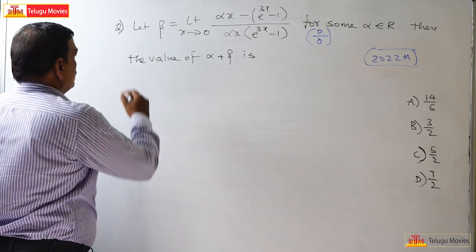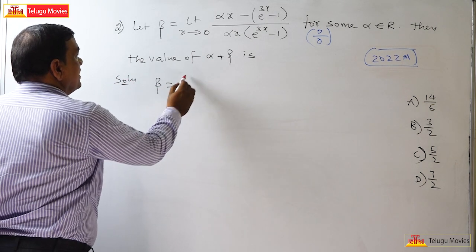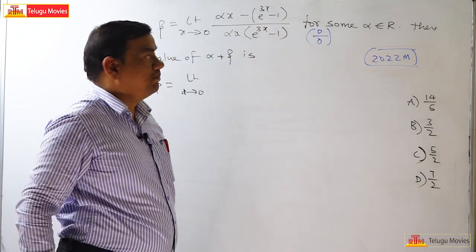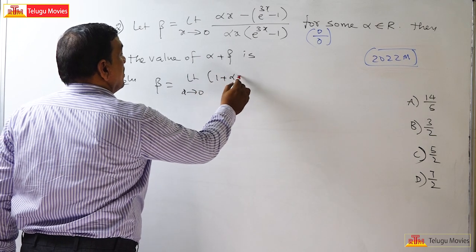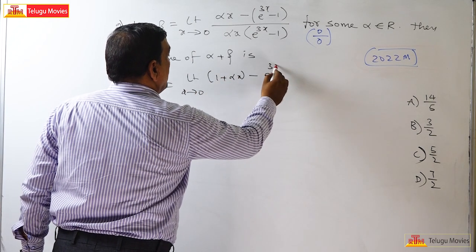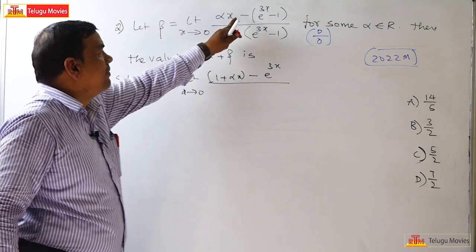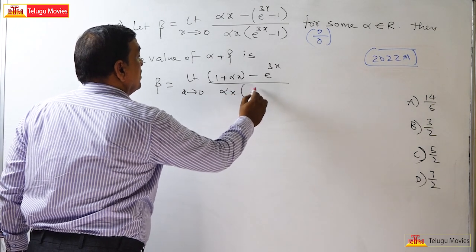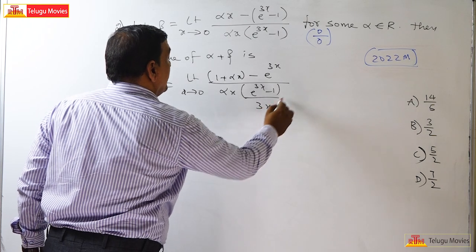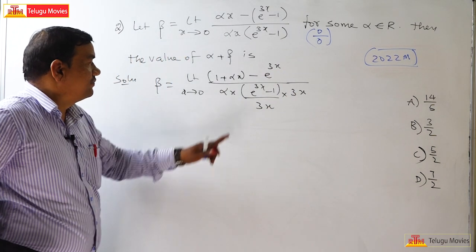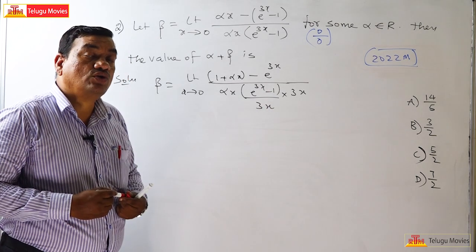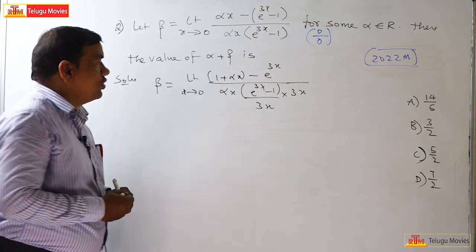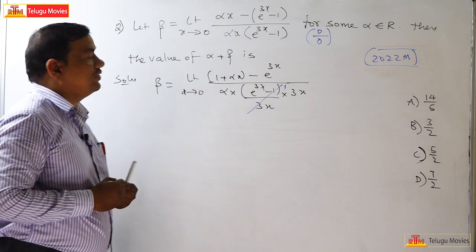Let us simplify this. So solution: beta is equal to limit x tends to 0. Let us open this bracket, minus into minus is plus. So this is equal to 1 plus alpha x minus e power 3x, divided by alpha x into (e power 3x minus 1) by 3x into 3x. Why? Because here the value of (e power x minus 1) by x is equal to 1. So for e power 3x, we multiply and divide with 3x, and this value will become 1.